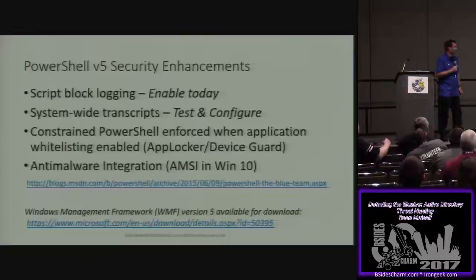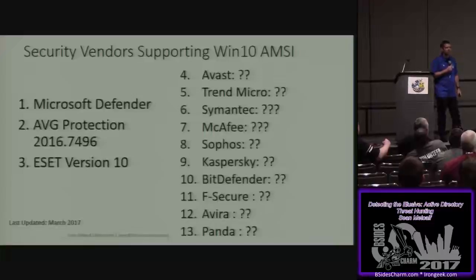Here's the problem, though. Our vendors are not listening. They don't seem to care. Please, please, please reach out to your antivirus vendor and say, we are going to be deploying Windows 10. We want you to support AMSI. Microsoft Defender supports it, and AVG is on board, ESET is on board as well. The big ones, they say, we do memory scraping. Okay, that's nice, but how do you know you're not missing something? And you're letting it run. AMSI can block it.